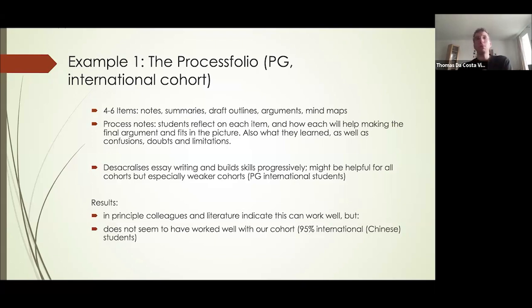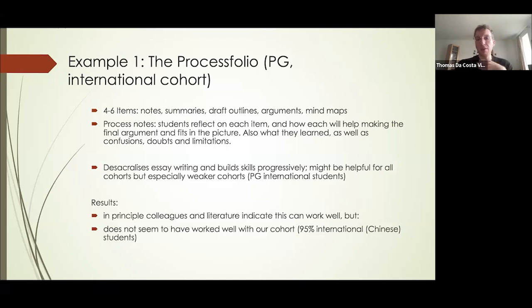and essentially saying, I read this and it made me think about this. This reading or this outline or this argument is going to fit in the wider picture when I will actually be doing the summative in this and that way. I learned this, I'm going to use this in this way, but also I'm not sure yet about this and this and that. The idea of this whole package is to desacralize essay writing and to build skills progressively, as I was saying.